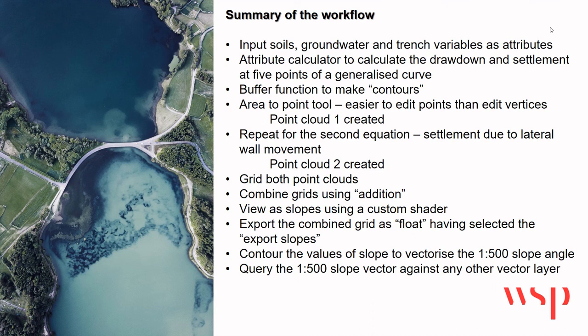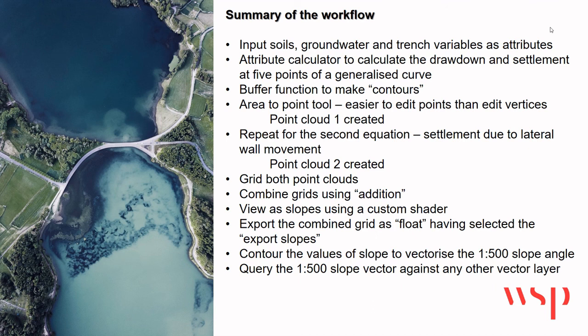We gridded both point clouds, and then we used the combined grid function using the addition option. We viewed those grids as slopes using a custom shader, and then we exported the combined grid as a float file type, having selected export slopes, and that exported the slopes or the angles of each of those cells in the grid. We brought that back in to Global Mapper so that we could contour the slopes, and we contoured the values of the slope to create a vector of the 1 in 500 slope angle, and that was our final contour.